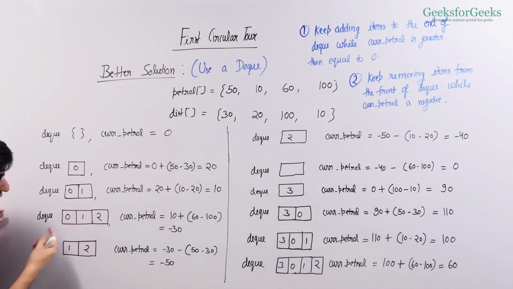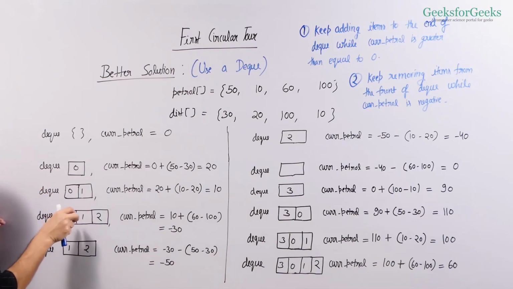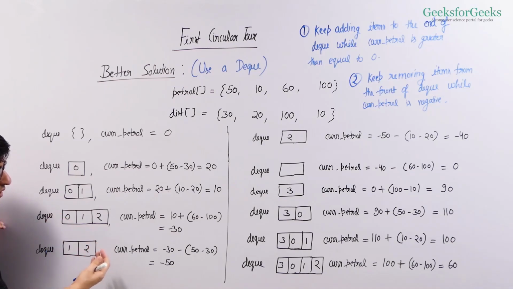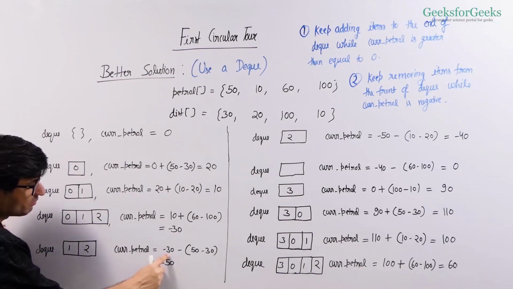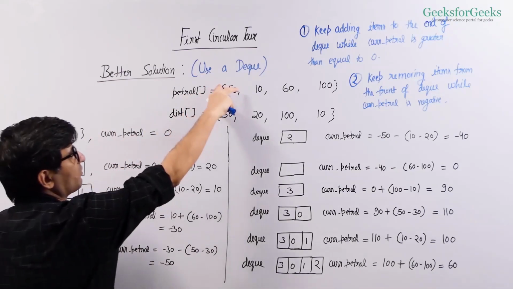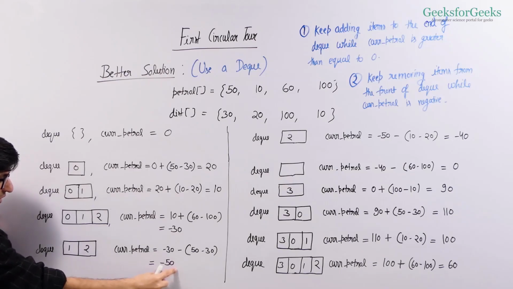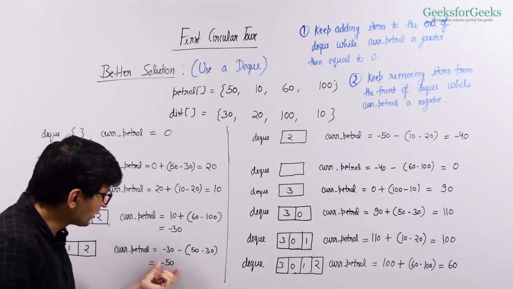So we remove 0 now and we update the current petrol because this has been removed. This is the starting point. So the current petrol that we will have at this point is minus 30 plus 50 minus 30. 50 minus 30 is for this petrol pump because we have removed it. So our current petrol becomes minus 50, and it is still negative.